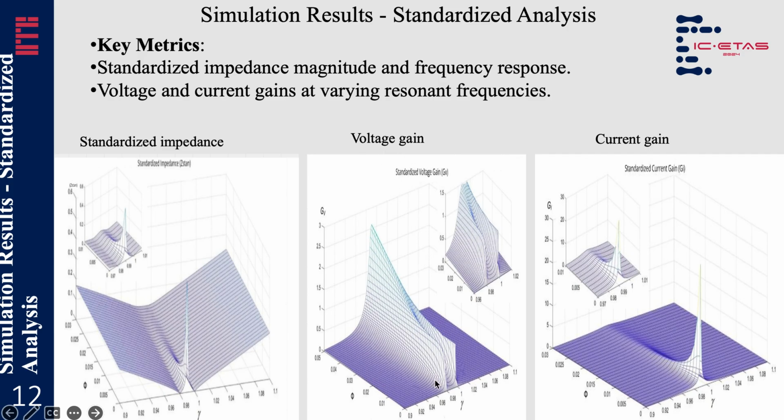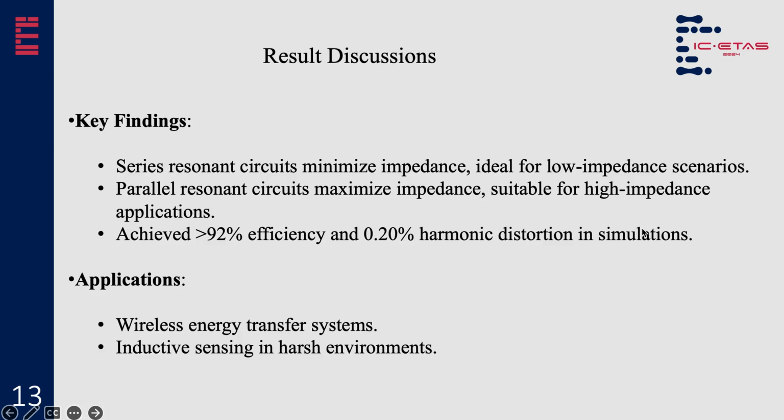And then this second one is the voltage gain, the standardized voltage gain. Okay, the output measurement is of the standardized voltage gain in the system. Then this one is the third one for the 3D measurement, the current gain in the system. Now, these are result discussion.